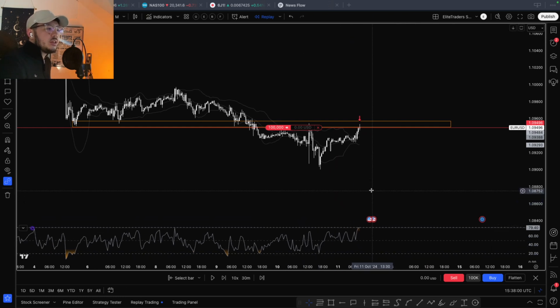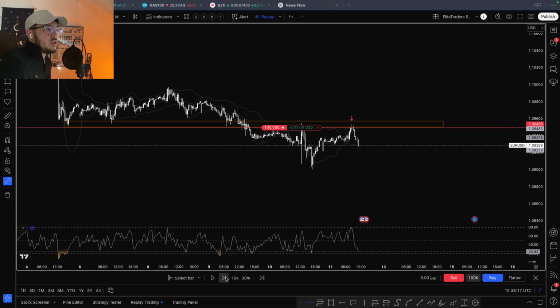Now, in terms of entries, again, we're looking for simple levels of market structure that price could react from. We're looking for a slightly overbought situation, obviously, because we're looking to sell, we want it overbought. If you're looking to buy, you want it oversold. So very simple stuff. So we're pushing up the Bollinger, the RSI is overbought, so we've gone short. Now, we're just going to play through.